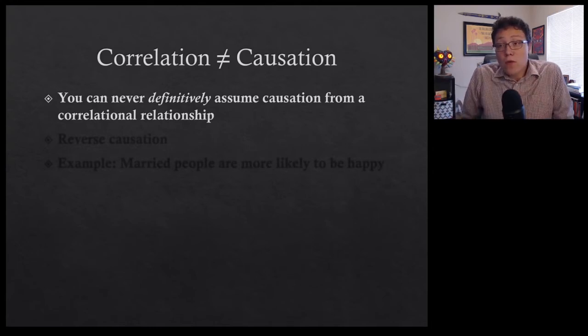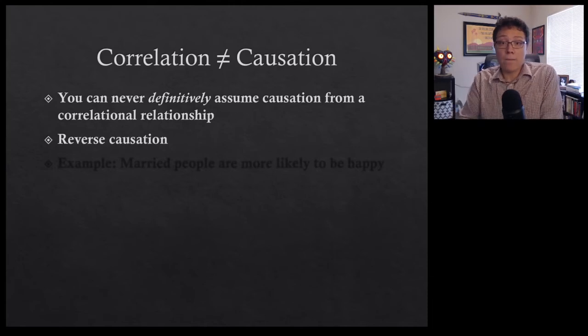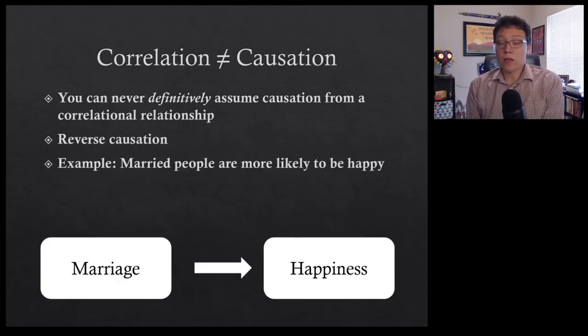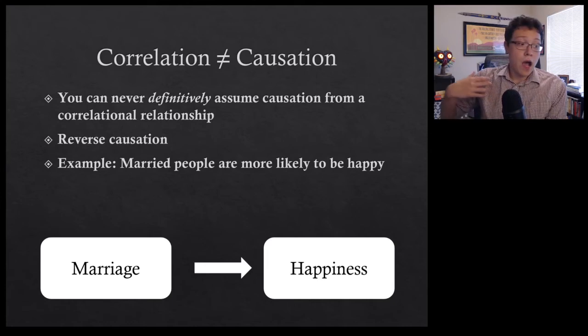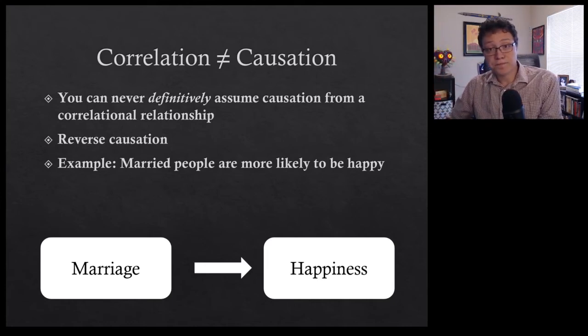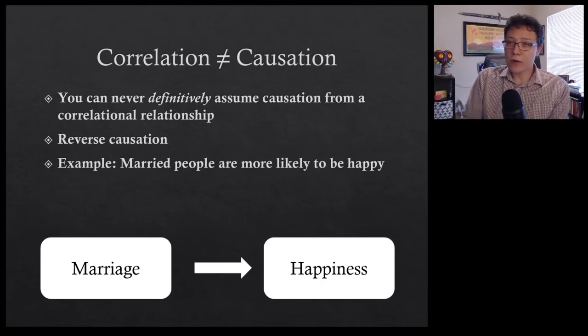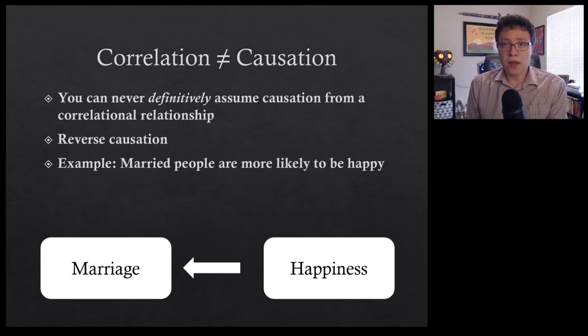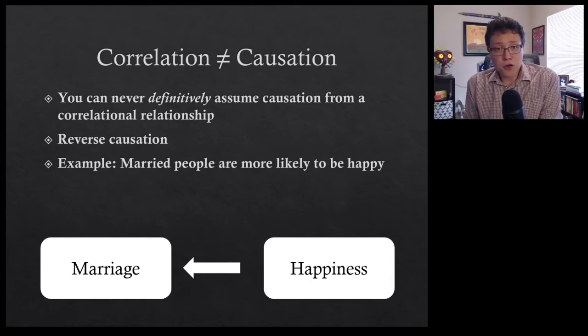And some other problems with this include things like reverse causation. So what if you think that married people are more likely to be happy? So you think that maybe as time in a marriage goes up, your happiness increases. Well, is that the only way that this relationship could work, or could it be that as happiness goes up, the chances of you getting married go up? Maybe it's the case that happy people are more likely to get married. It's a completely reasonable assumption, but if you're looking at just the data, you might not know for sure.